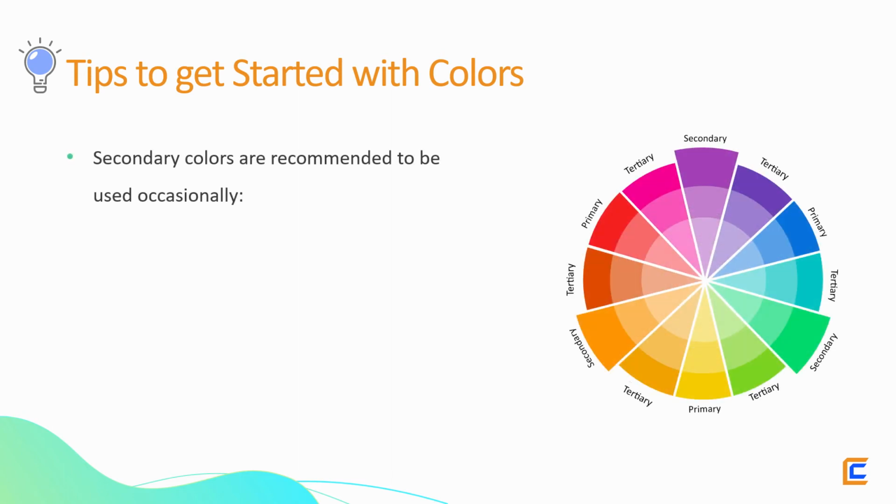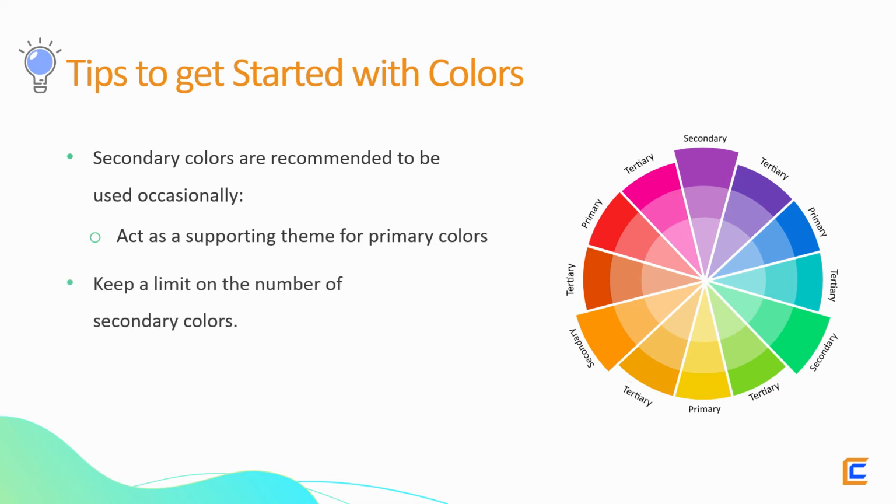Secondary colors are recommended to be used occasionally. They should be chosen to act as a supporting theme for your primary colors. You are advised to keep a limit on the number of secondary colors. Along with the primary colors, the total number of colors in your palette should not exceed 8 to 9 colors.